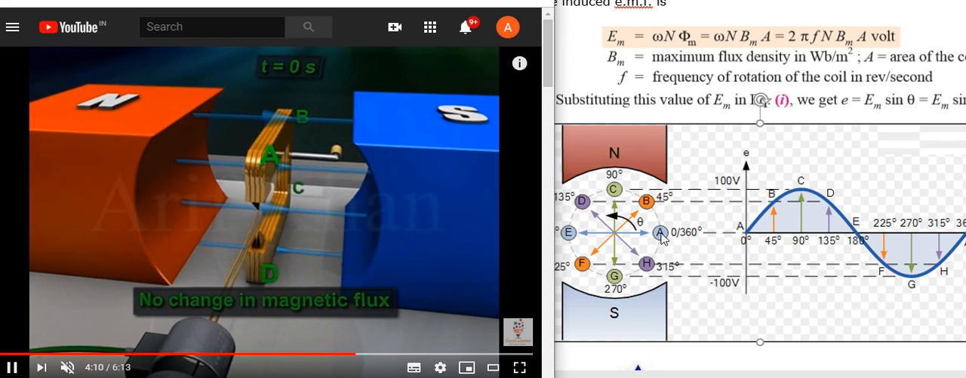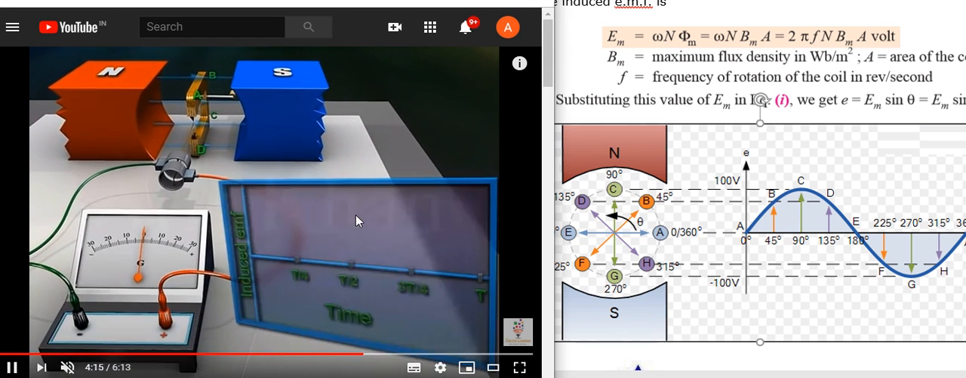At that time, there is no change in magnetic flux because theta is 0. So theta 0 means the EMF induced is also 0. If you plot the graph, initially it is 0. When it slowly rotates through an angle of 45 degrees, the corresponding voltage is generated: Em sin 45, the value at this point B. So at 45 degrees, this will be the voltage.